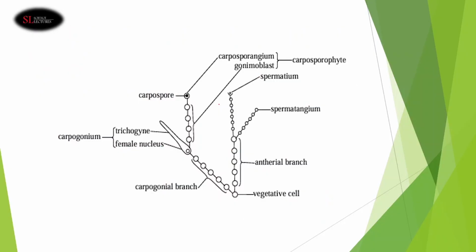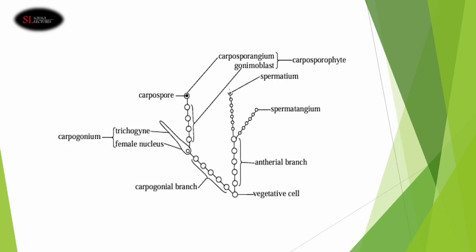floridiophycidae. Floridiophycidae also has a similar structure. You can see here we have the vegetative cell forming the anterior branch and the carpogonium branch. The anterior branch forms the spermatium and it also forms the spermatangium. Then the carpogonium branch has the carpogonium that forms the trichogyne and the female nucleus.